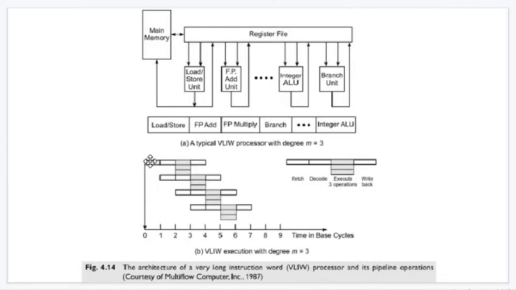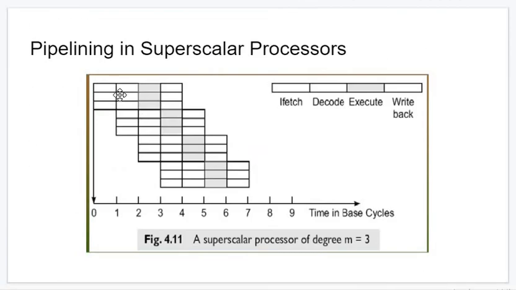Here fetch doesn't need 3 fetches: fetch a separately, fetch b separately, fetch c separately. In VLIW, fetch means a, b, c all in one instance. Now decode: decode of a plus b plus c should be done in the same instance. We should not take 3 separate decodes like this.